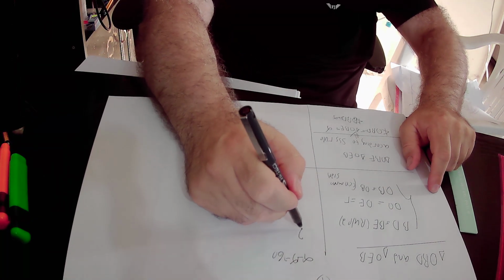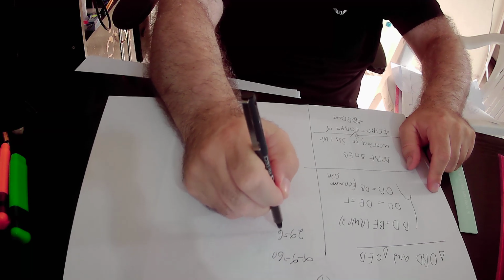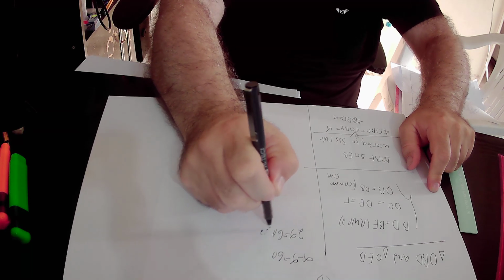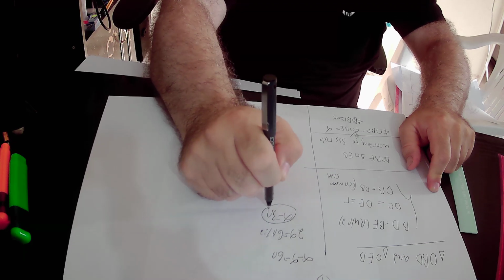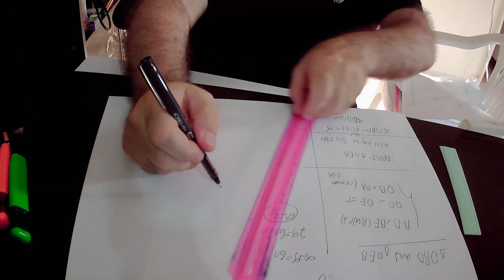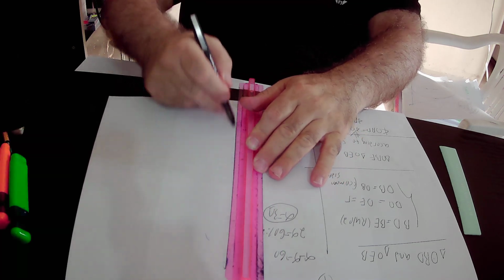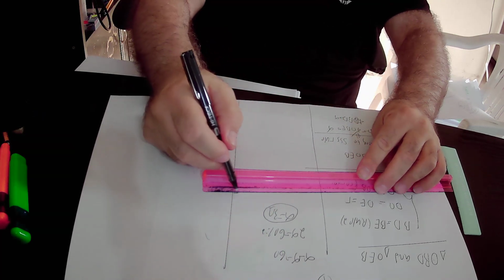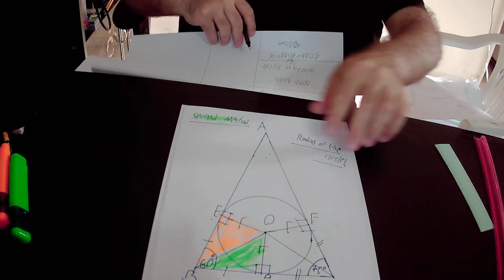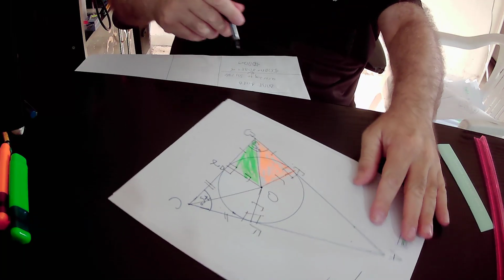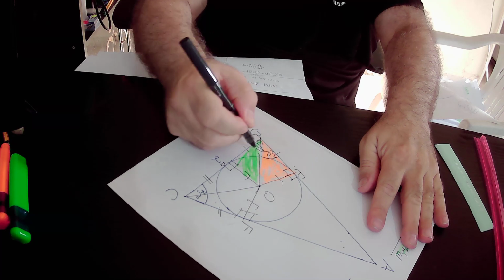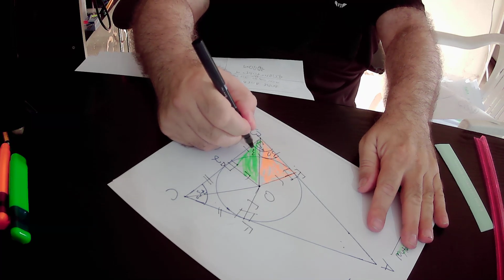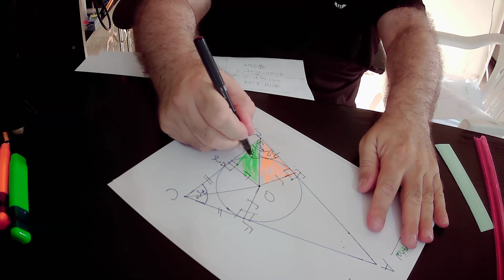Alpha plus alpha is 2 alpha. 2 alpha equals 60 degrees. We divide this equation by 2 and we get that alpha equals 30 degrees. Okay, here angle alpha equals 30 degrees. Here angle alpha equals 30 degrees. And here angle alpha equals 30 degrees.